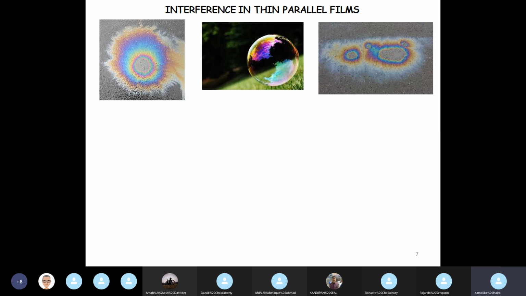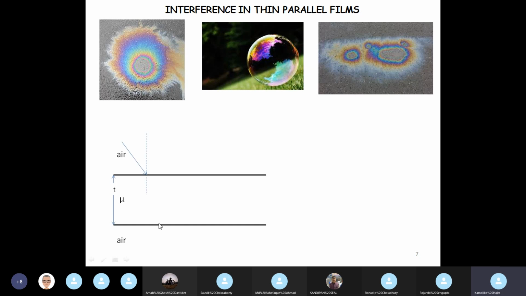Okay, so let's see what happens in a thin parallel film. So consider we have a film like this of thickness T and refractive index mu, and there is air on either side. For simplicity now we consider that the film is flanked by air on both sides, and at present we consider a parallel film. Eventually we will discuss more complicated problems where the film may not be parallel at all, but even then we'll see what happens.